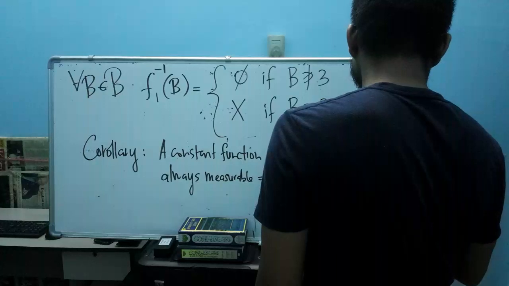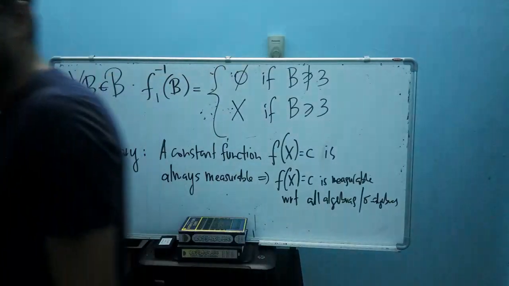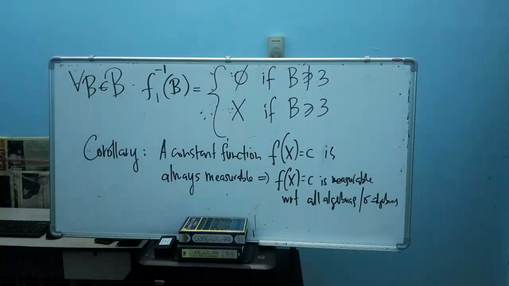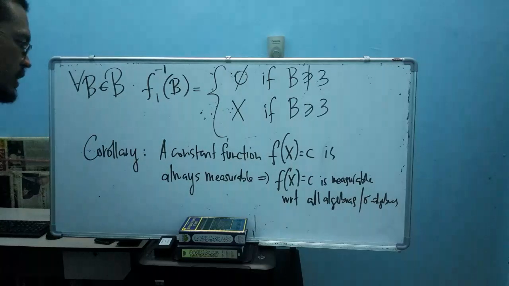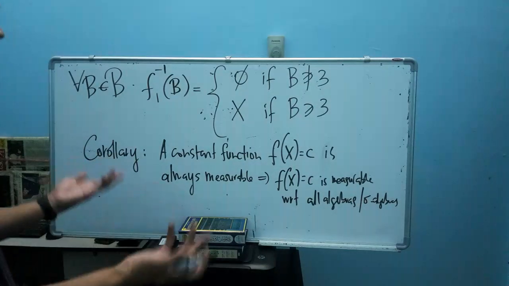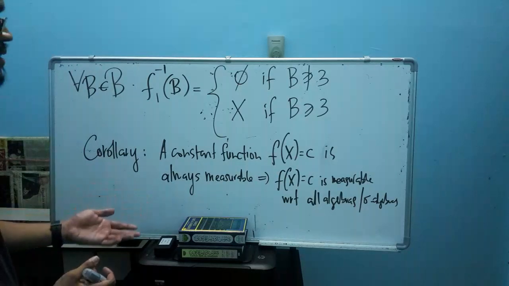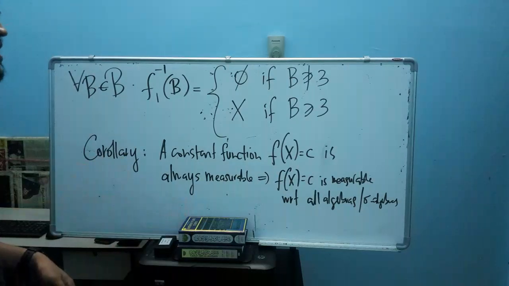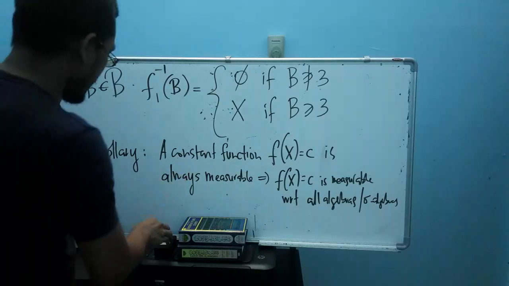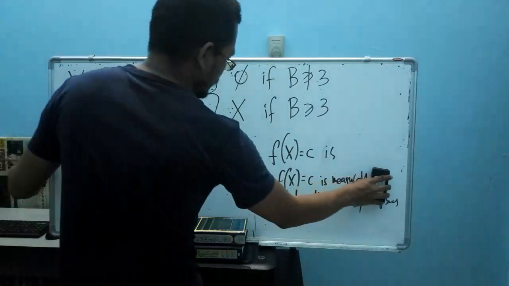So for a constant function, we don't need to worry about finding conditions for it to be measurable, because by this corollary, all constant functions are always measurable. Now let's consider the second example.